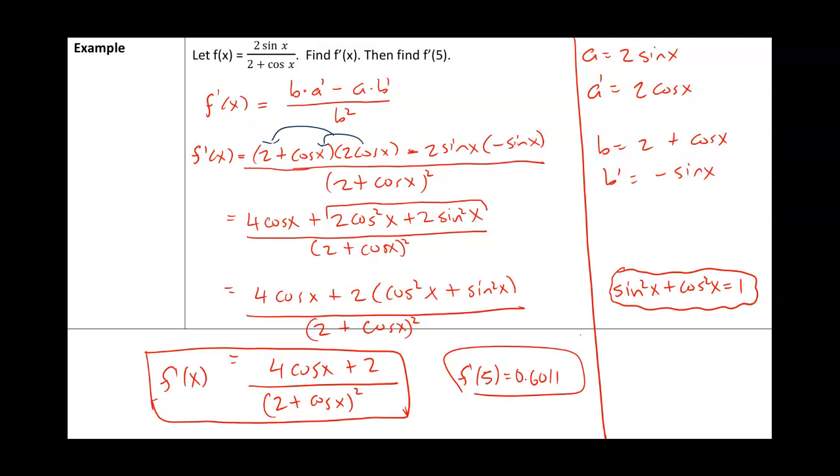And then it says find f prime of 5. So again, like in Desmos or in a calculator, just replace each of the x's with 5, and you will get 0.6011 as your answer.